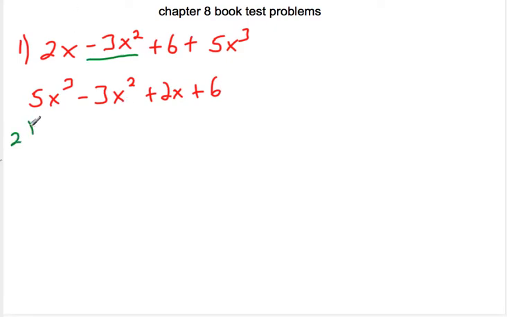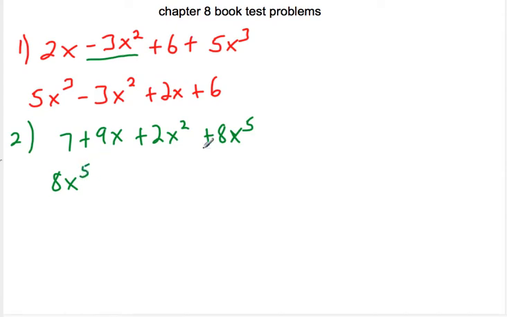Number 2, we have 7 plus 9x plus 2x squared plus 8x to the fifth. Again, looking for the highest exponent, so 8x to the fifth goes first. It is positive, so I just leave it that way. And then x squared is next. Looks like everything's positive here, so I don't even have to worry about that. So that one was a quick and easy one.